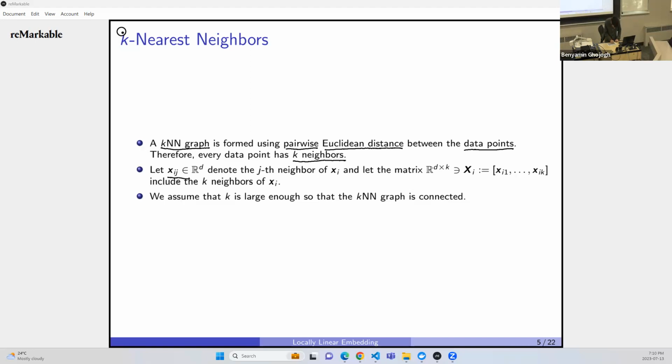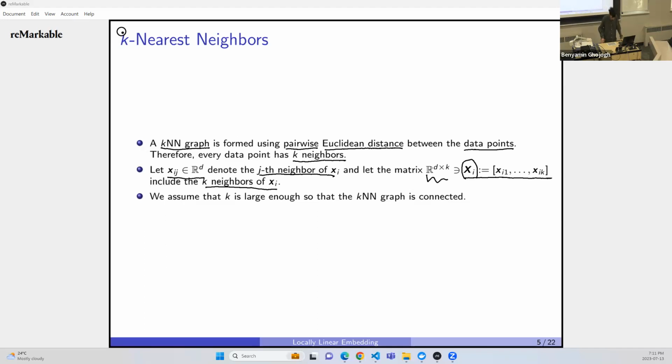Okay. Let xij be the jth neighbor of xi, and let the points be d-dimensional. I put the neighbors of xi column-wise in a matrix, and I denote it by capital Xi. So capital Xi is a matrix whose columns are the neighbors of xi, right? Therefore it will be d by k dimensional, because each neighbor is d dimensional and we have k of them.